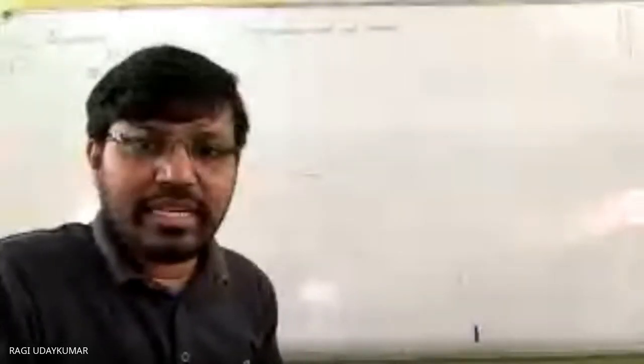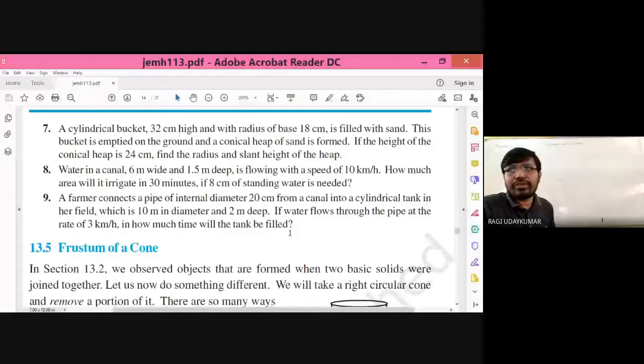Both are different here. Slant height also it is asking you to find out, so that you can do it. The 8th and 9th problems I will explain to you. They are very important. So the 8th problem, see here: Water in a canal 6 meters wide and 1.5 meters deep is flowing at a speed of 10 kilometers per hour. How much area will it irrigate in 30 minutes if 8 centimeters of standing water is needed?